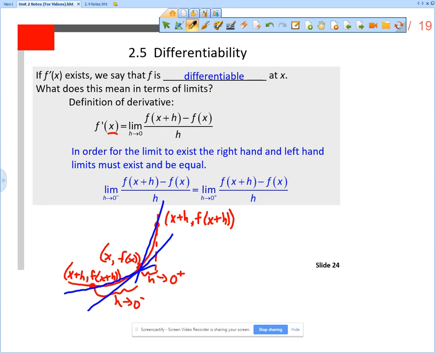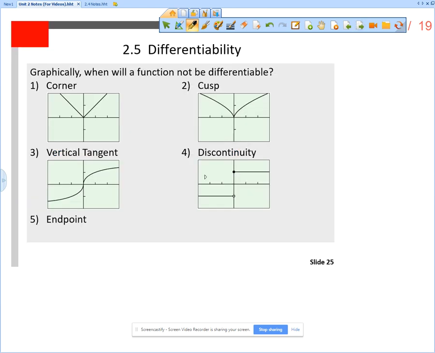So now, differentiability is just like continuity. What does that mean? Well, in order for the function to be differentiable, it must first be continuous. So if we say, when is a function differentiable, the first thing we need to consider is, when is it continuous? If it's not continuous there, then it cannot be differentiable there. All right, so moving on to slide number 25.